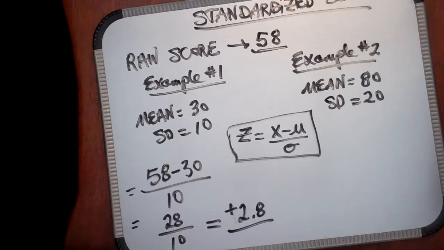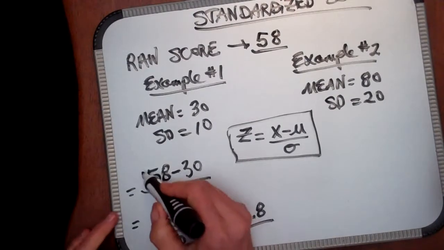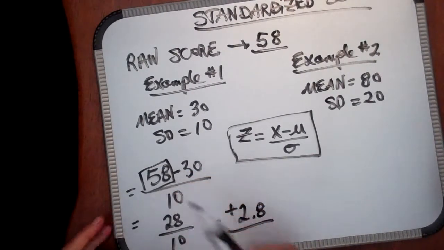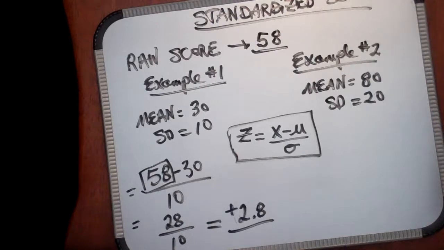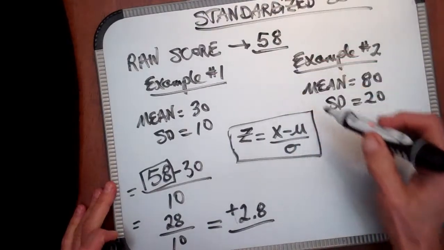Now you know from your textbook that a z-score of 2.8 means that the raw score that this z-score came from is 2.8 standard deviations above the mean. That's really good, right? Let's look at our second example.